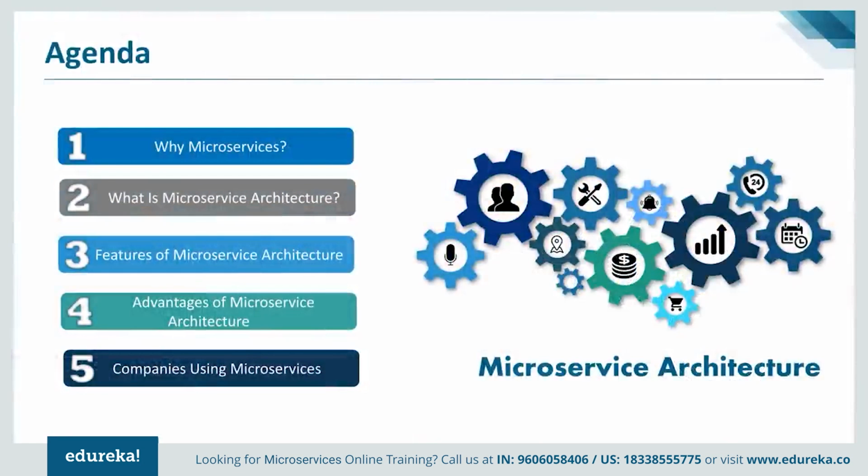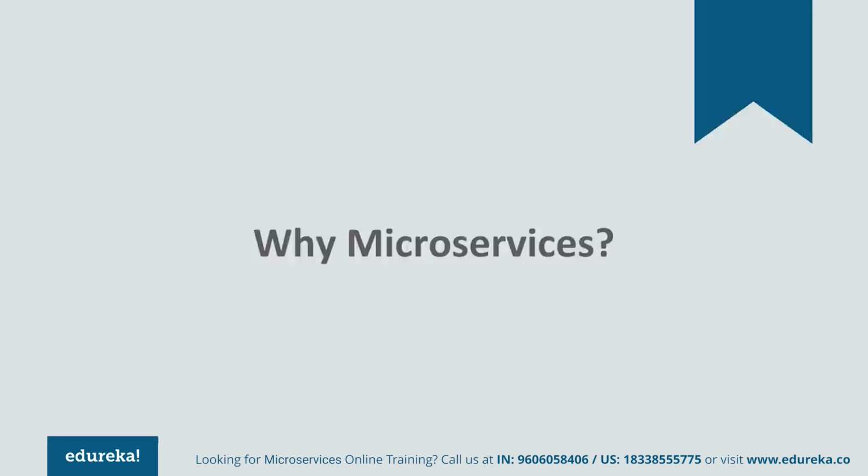We'll begin by understanding why we need microservices, right? Everything exists for a reason. So we'll try to figure out why we need microservices. Then we'll focus on what is microservice architecture and what are its various features. Then we'll understand various advantages of microservice architecture and look at companies using microservices. And finally, there will be a demo based on microservices in which we'll have three services that will be communicating with each other. So let's move forward, guys, and focus on why we need microservices.